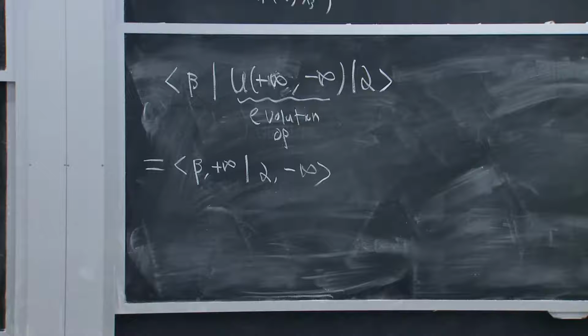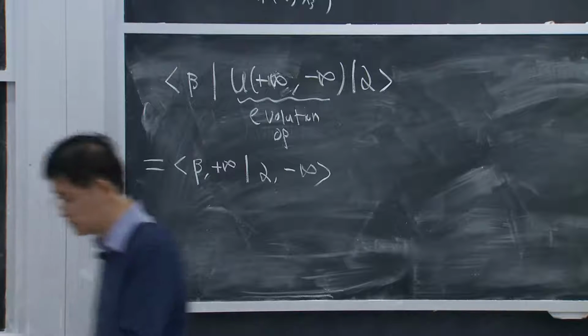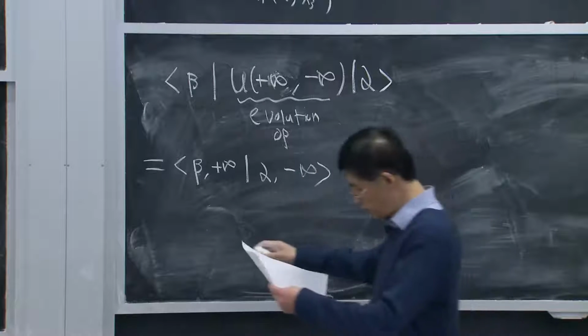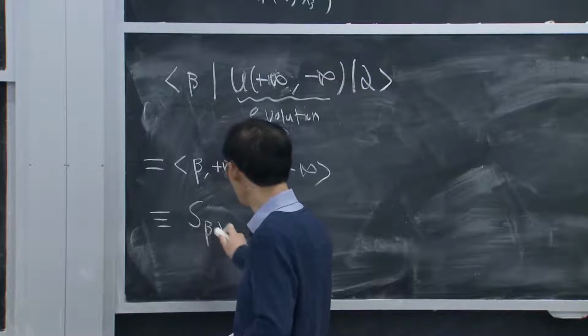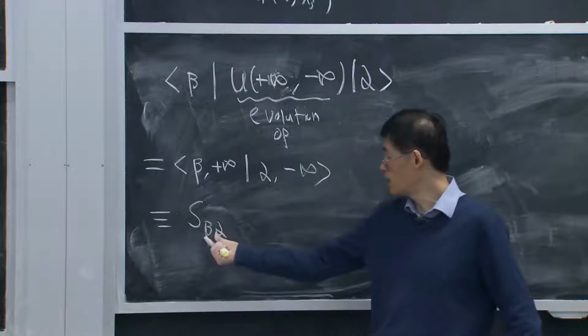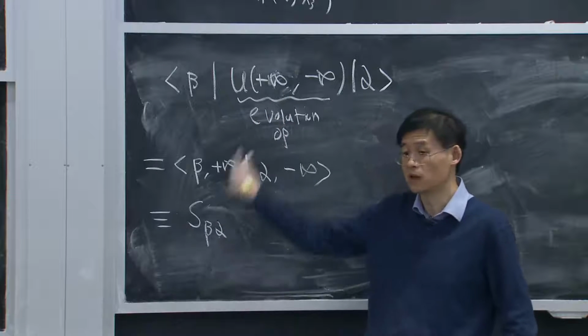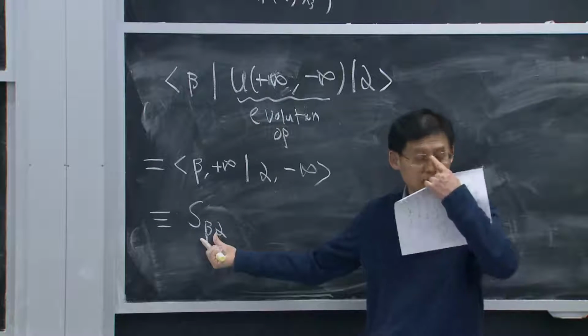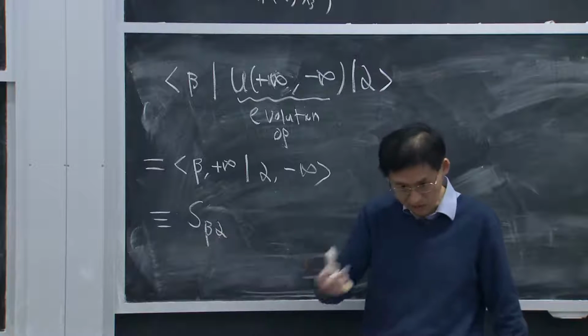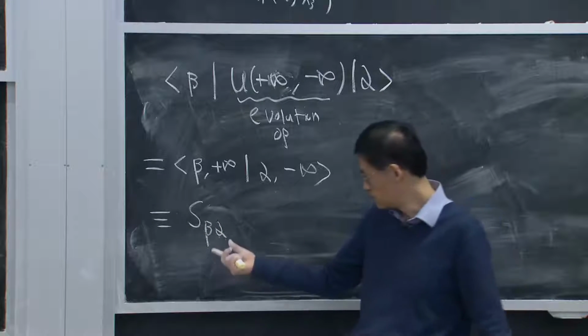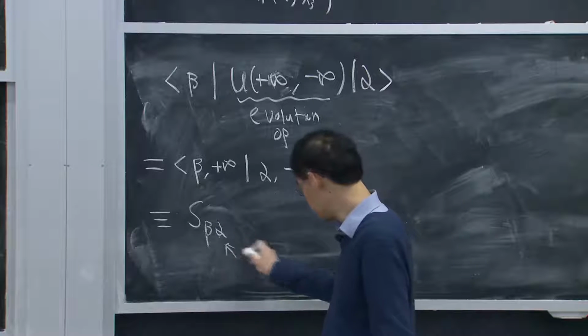So this object we often denote. You can run alpha and beta over all possible initial states and all possible final states, and that forms a big matrix, in fact an infinite times infinite matrix. And so this is our S matrix.